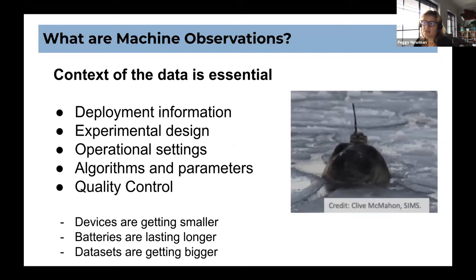The context of this type of data is essential to understand the nature of the data. So the deployment information, experimental design, operational settings, algorithms and parameters that are used in the processing of the data, and quality control are all really important aspects of this data that need to come along with it.